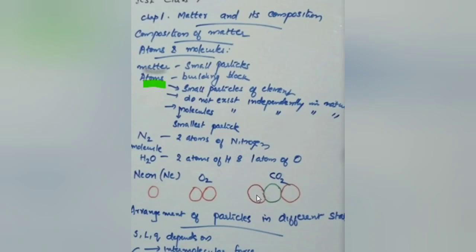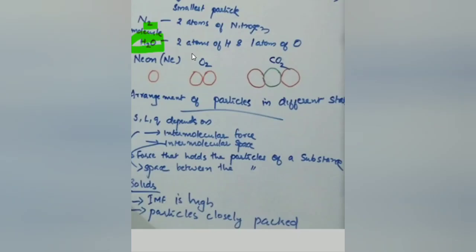So, starting with this chapter, we have become familiar with the words matter and atoms. Atoms are the smallest particles. These smallest particles combine together to form what? Molecules. Okay. For example, we see nitrogen, N2, which represents two atoms of nitrogen. And water: two atoms of hydrogen and one atom of oxygen combine together to form a substance known as water. Then next is neon.